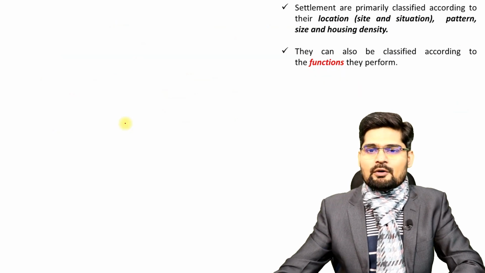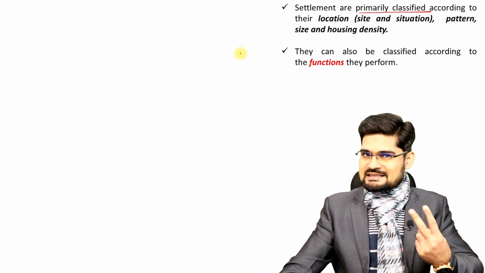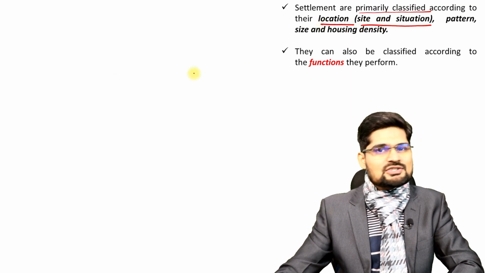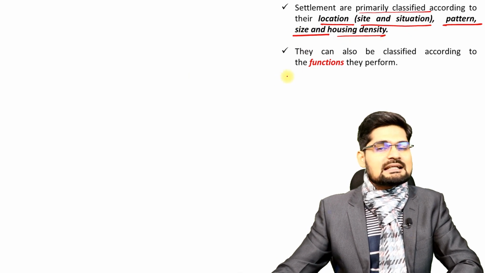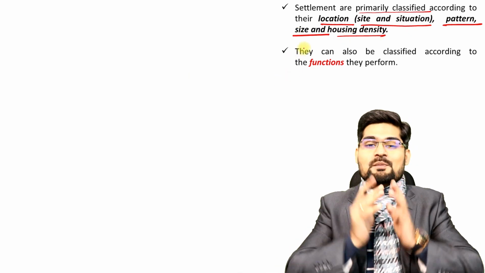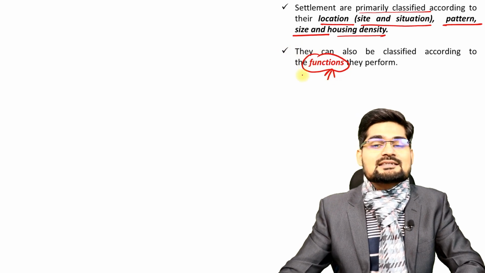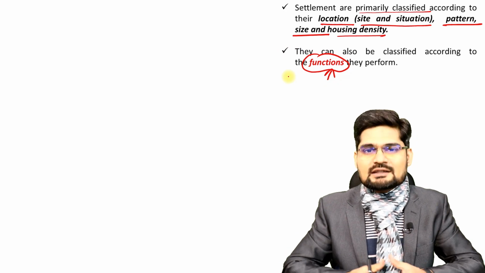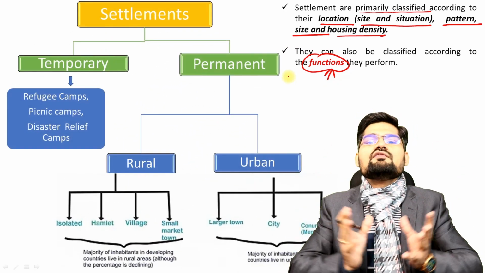Now, the important point here is that settlements are primarily classified on the basis of, again, the same factors that we talked about: site and situation factors, that is, locational attributes, patterns across the world, their size, housing density, and most important, the functional classification of settlements, the functions attributed to a particular settlement that it specializes in. So how do we learn about it? This is the flow diagram which will help us get an overview, right?